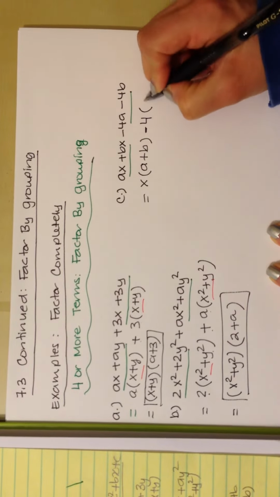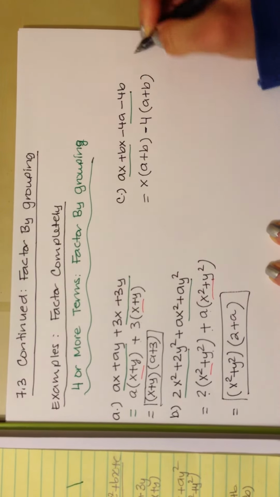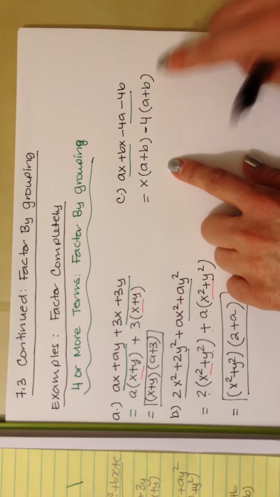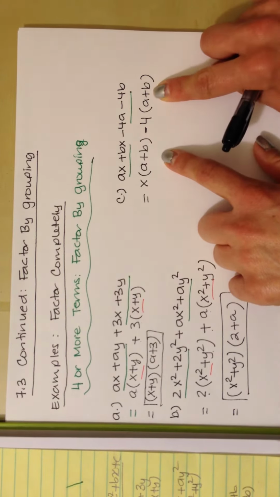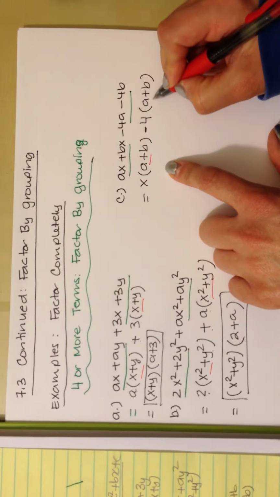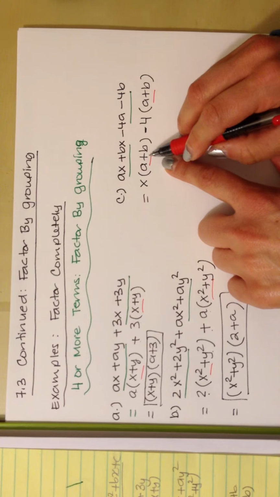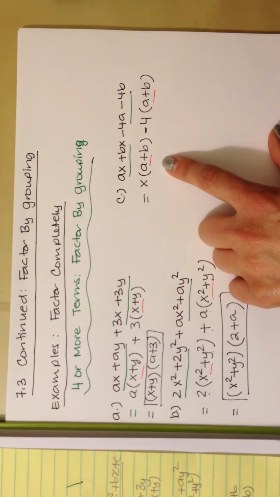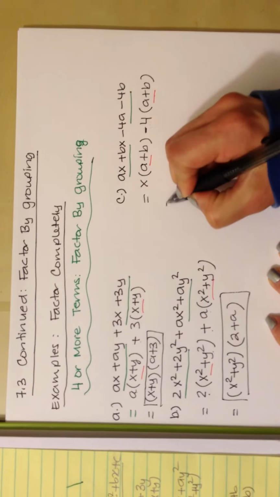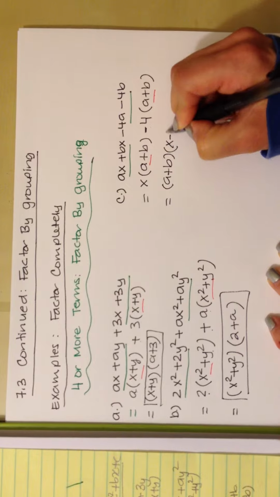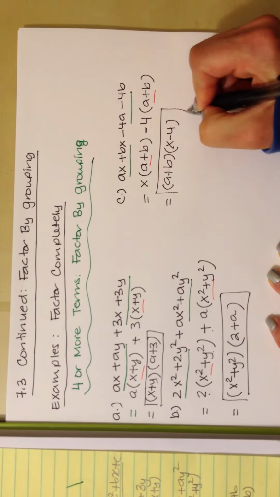And when you do that, we have a plus b. If we don't factor out a -4, we wouldn't have the same sign and these wouldn't be the same. And so since we need to have the same exact 2 terms here, then we needed to factor out a -4. We have one more step, a plus b times x minus 4, and then we're done.